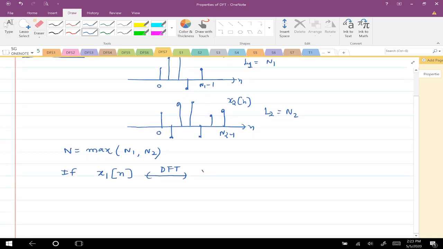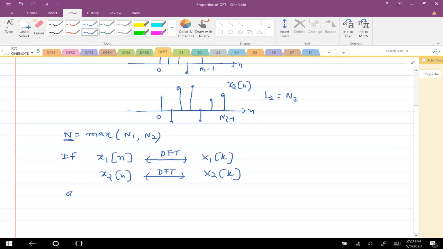Now, what could I say with this property? If x1 of n has DFT x1 of k, and x2 of n has DFT x2 of k, and these two are of the same point DFT, that is, the number of points equal to the maximum of n1 and n2, then the n point DFT of a times x1 of n plus b times x2 of n would be equal to a times x1 of k plus b times x2 of k. That's as far as the linearity property is concerned.